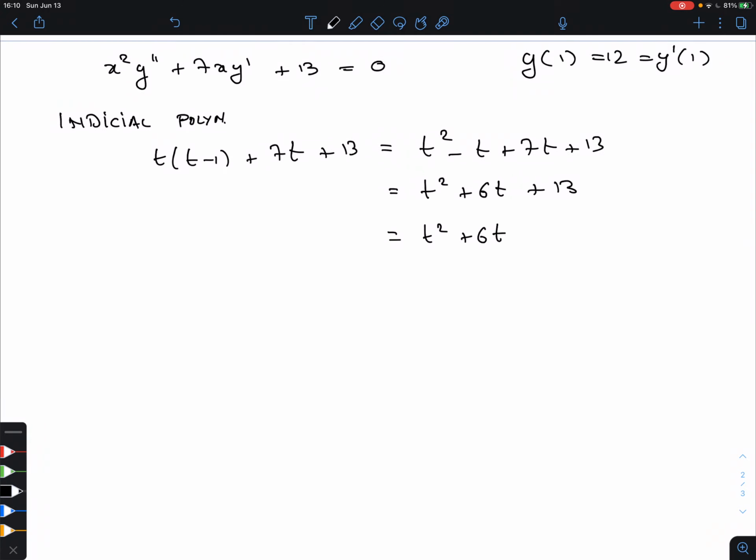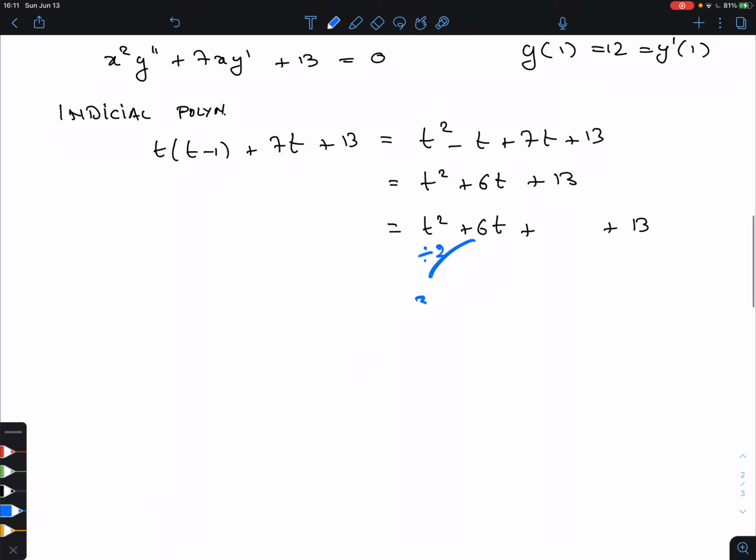We take the two terms that have a t in them and write the other term a little bit further, because we're going to insert something here. What are we going to insert? Well, we divide this by 2, and that gives, in this case, 3. And then we square this, so we get a plus 9 here. Now if I add 9, of course I cannot do that, so I subtract it again, keeping the balance.